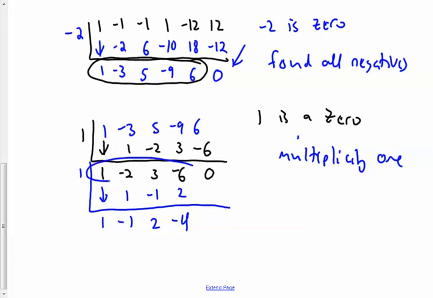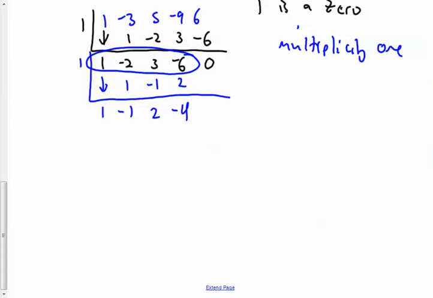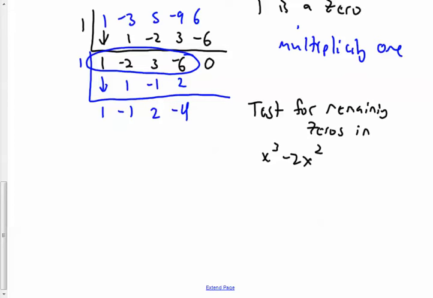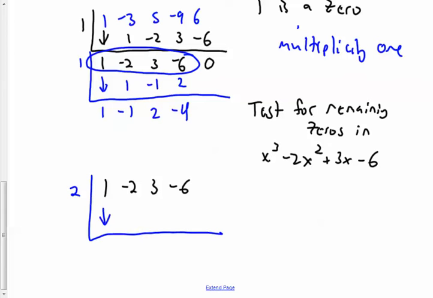So I'm going back to my last step, my last reduced polynomial. And so I want to test for the remaining roots, remaining zeros, in this 1x cubed minus 2x squared plus 3x minus 6. So again, I can use synthetic division to keep testing. I found 1 was a root of multiplicity 1, a 0 of multiplicity 1, so checking for our remaining ones. Maybe I'll check 2 next using the synthetic division.